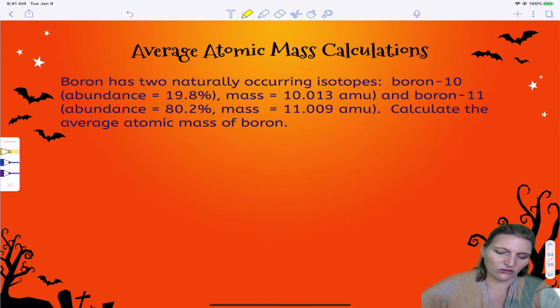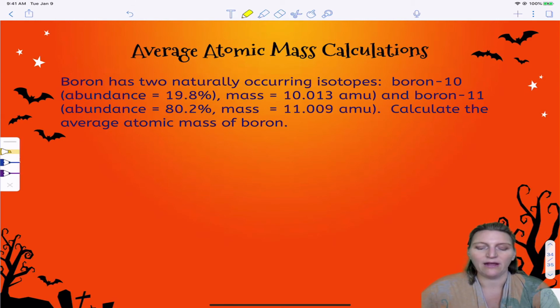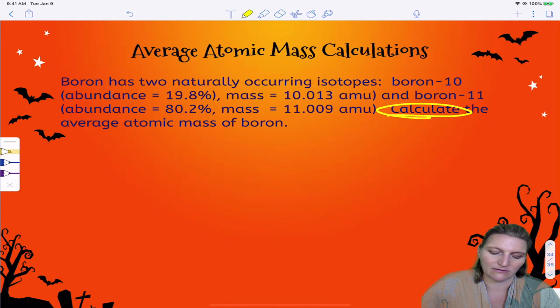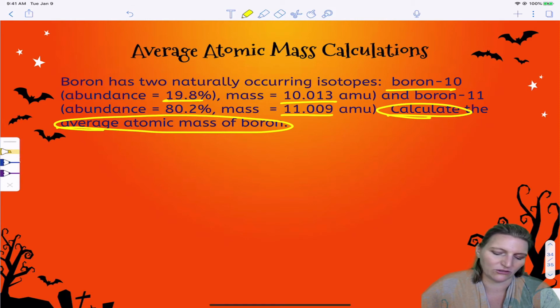The next question: boron has 2 naturally occurring isotopes, boron 10, and then there's the data that corresponds to that, and boron 11. Calculate the average atomic mass. So circle the do and underline the clue. I didn't do that on the last problem. That's a good habit to always get into.